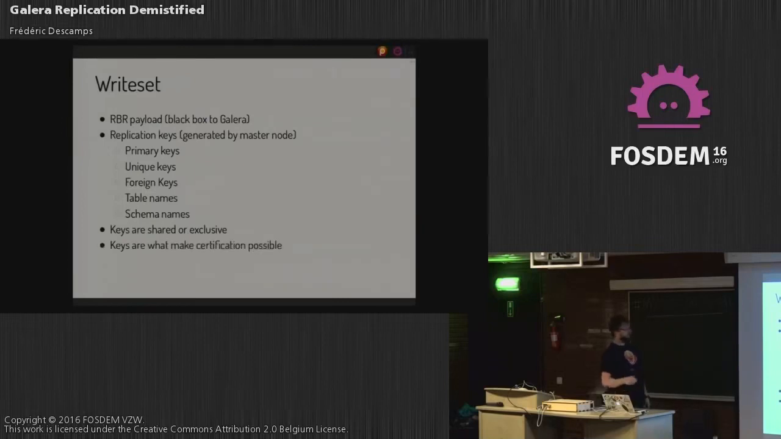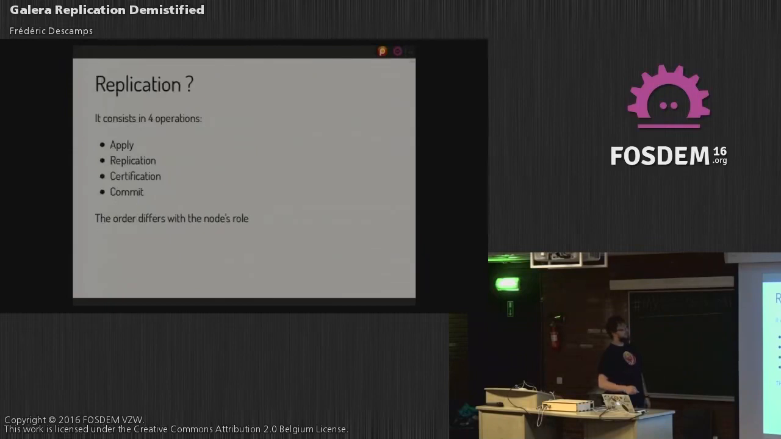So the keys are shared and exclusive, and this is what we use to make the certification possible. So we say replication. For us, what's replication? It's I write data somewhere and it gets committed somewhere else. Oh, I'm happy, this is replication. But when we talk about synchronous replication, it's a bit more, because we can split this replication into several steps or phases.